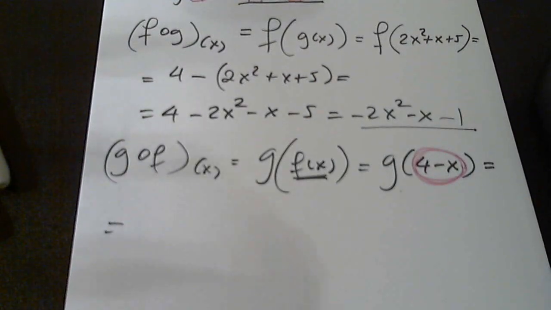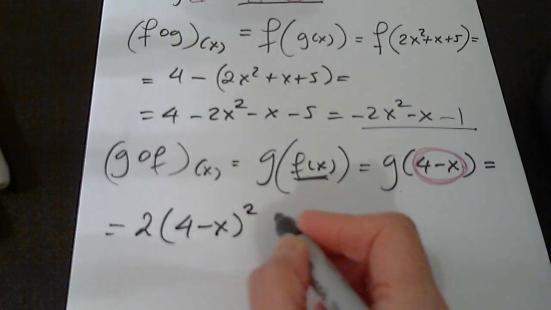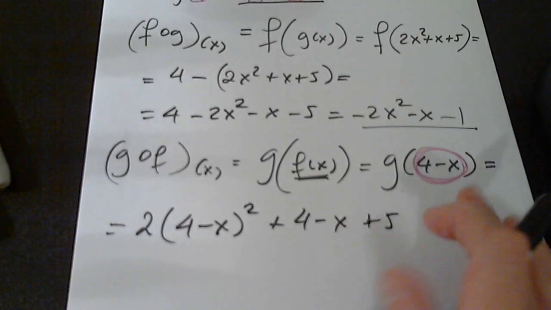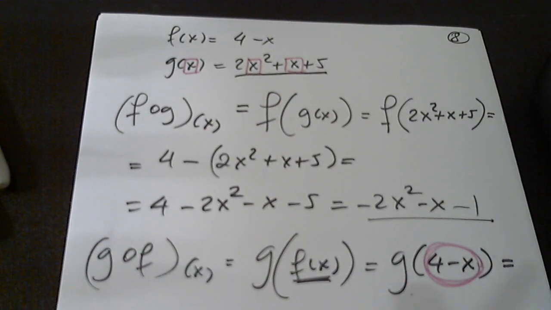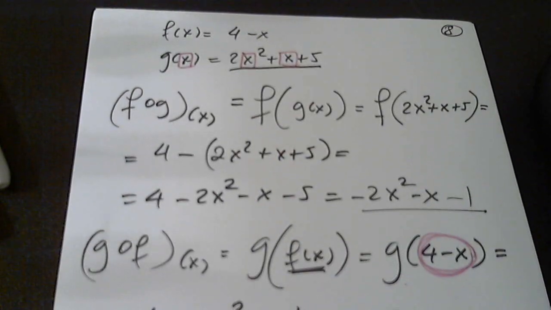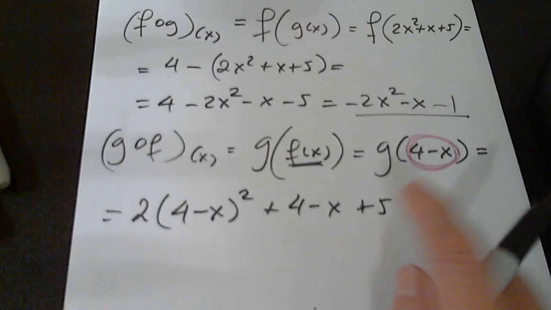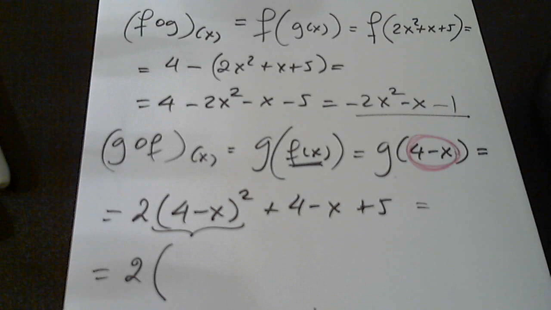So I have 2 times (4 minus x) squared plus (4 minus x) and plus 5. One more time. 2 times (4 minus x) squared plus 4 minus x and plus 5. Can anyone square this for us? Because we have to square first and then distribute 2. I cannot distribute 2 before I square.